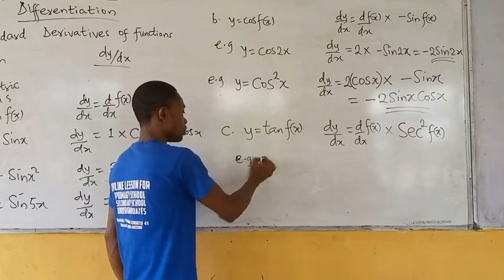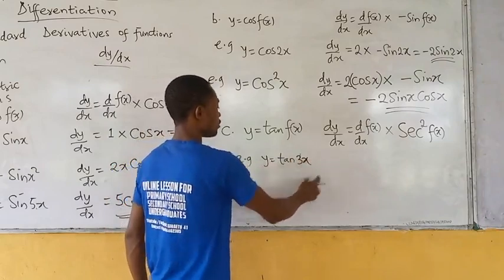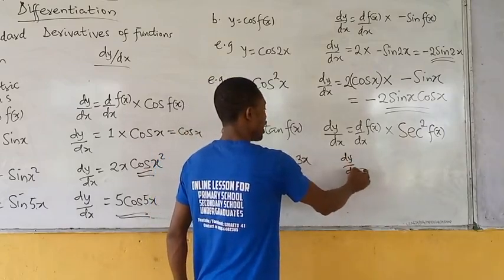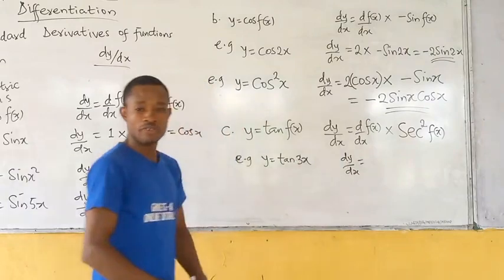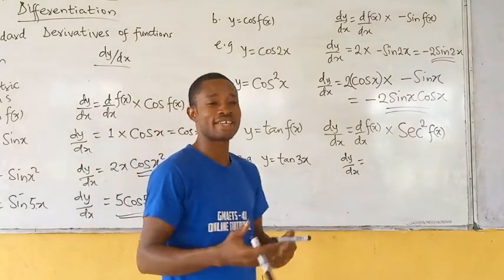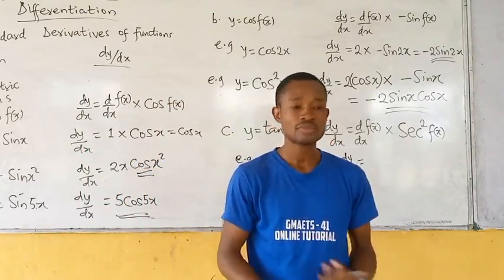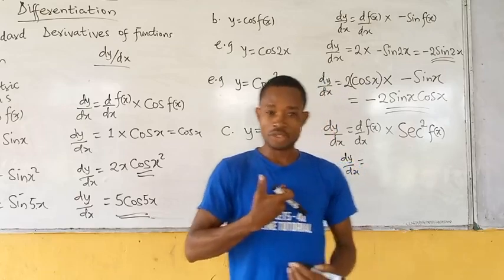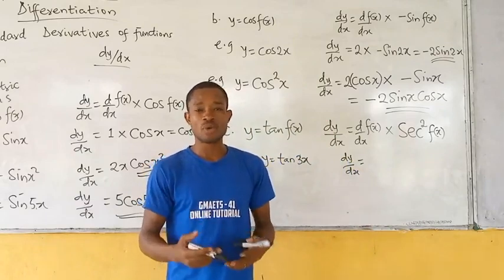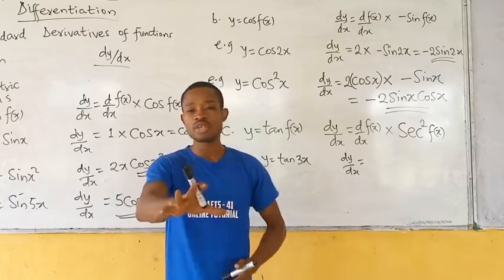Example. Y equal to tan 3x. Dy dx will be equal to. What do you do first? Identify your minor. I am teaching you this thing today and I keep identifying my minor and my major. True or false? I am the tutor teaching you and this is what I am doing. What stops you in the exam hall, once you see a question, from identifying your minor and identifying your major? Once you do that, you don't have any problems.